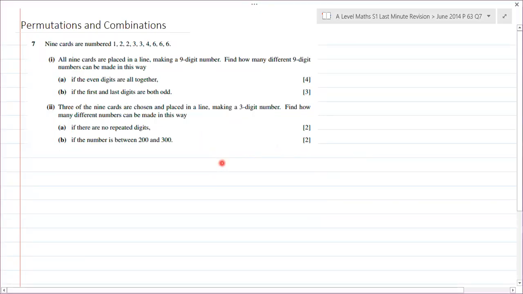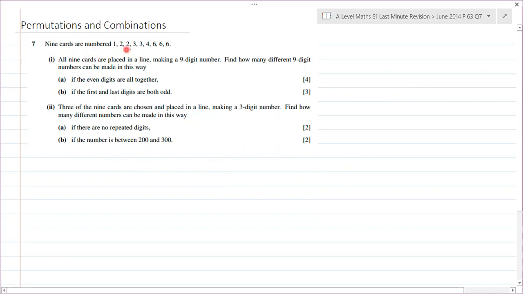Okay, here are a few questions for permutations and combinations for the revision of A-level Maths S1. I selected a few that would help you. Now, this is the first question from June 2014, paper 6-3, question number 7.